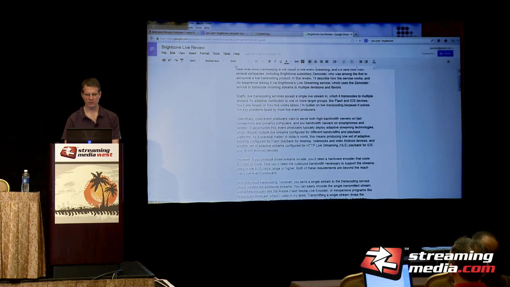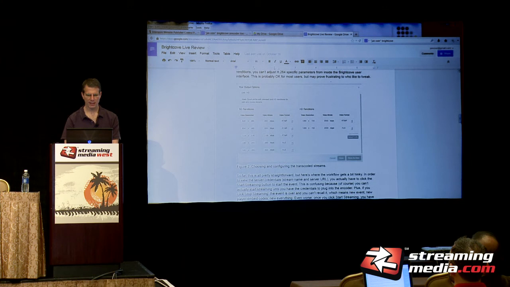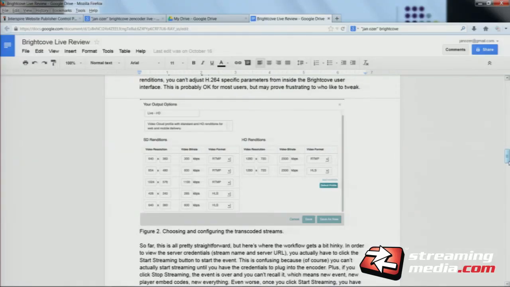Okay, so here's what the service looks like. I don't know how well you guys can see this. I did 5 SD resolutions and 2 HD resolutions. And this covered both Flash and HLS. So this is RTMP, RTMP, RTMP, HLS, HLS, HLS, and RTMP here. This is their standard offering, and you get to modify these as you would like.